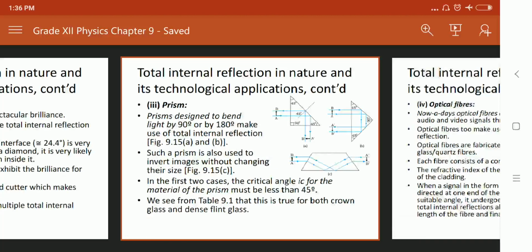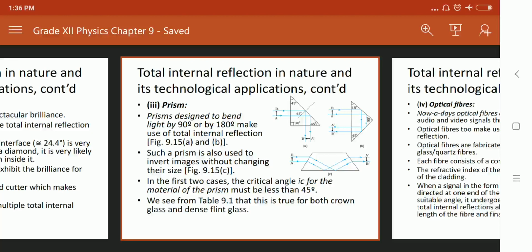The third practical application we can see is a prism. A prism is designed to bend light by 90 degrees or 180 degrees, as we can see in diagrams A and B, to produce total internal reflection. This kind of prism is used to get inverted images, that is, opposite images, without changing size.